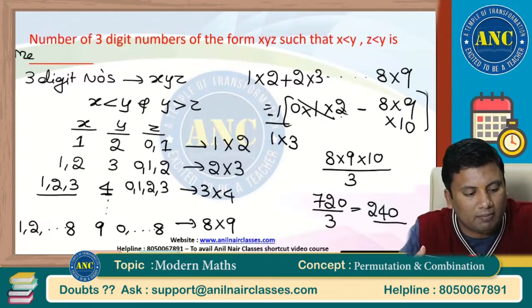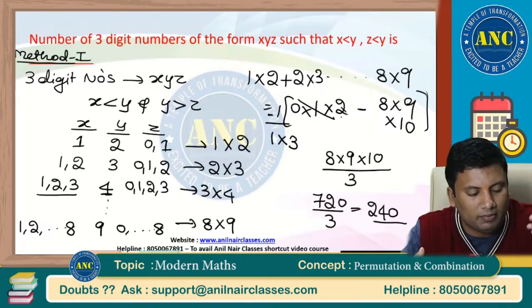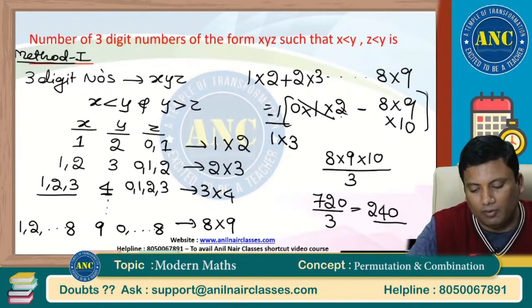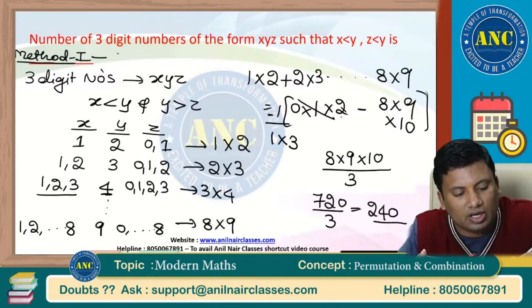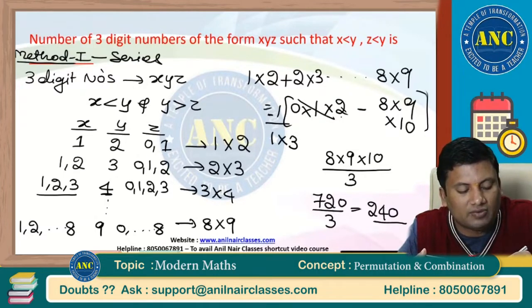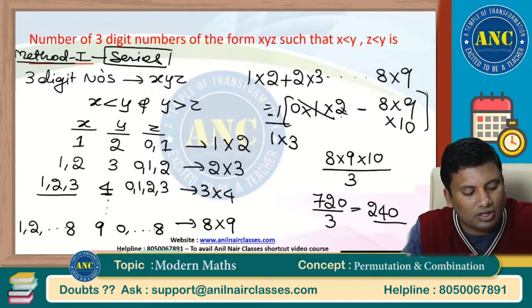This is method number 1, by using series logic. Yesterday we told you the place value shortcut, that also can be used.